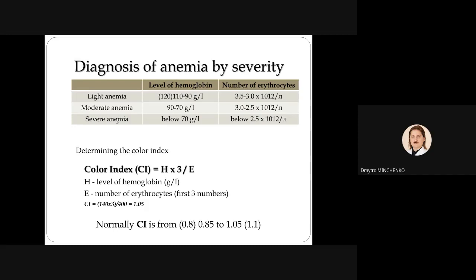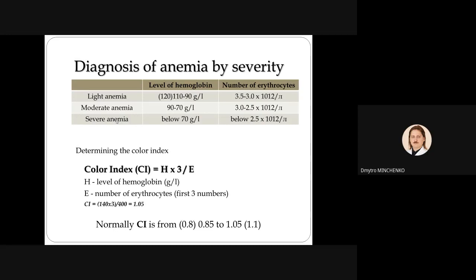Calculation of the color index, I promised to show you. Here it is. It can be calculated as the level of hemoglobin in grams per liter multiplied by 3. So for instance, if our hemoglobin is 120 multiplied by 3, that's 360, divided by the first three digits of erythrocytes. If erythrocytes are 3.6, then we will use 360. Okay? If we divide 360 by 360, our color index will be 1.